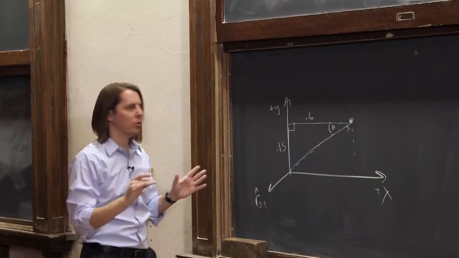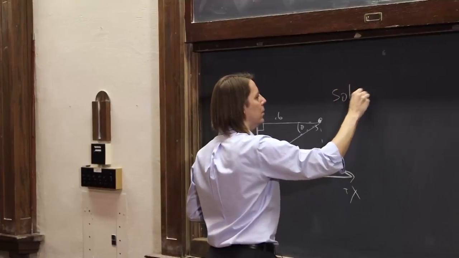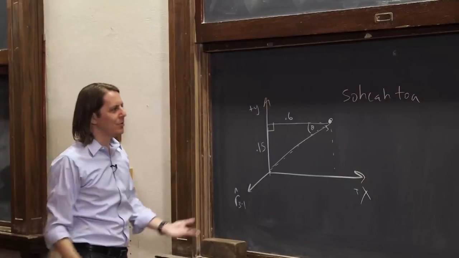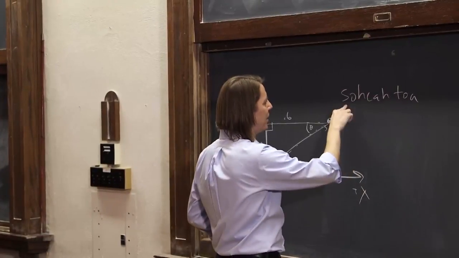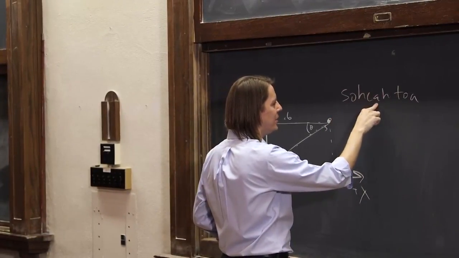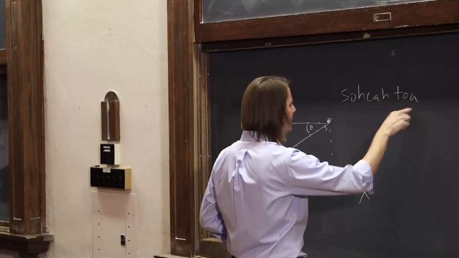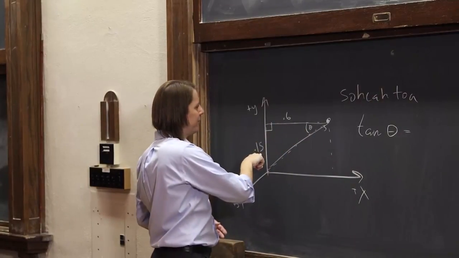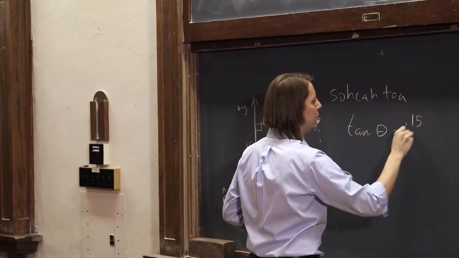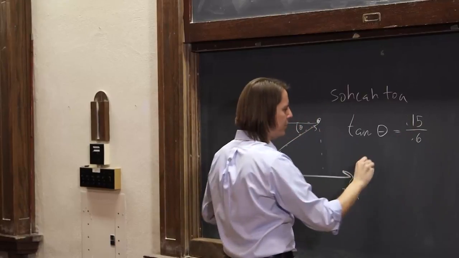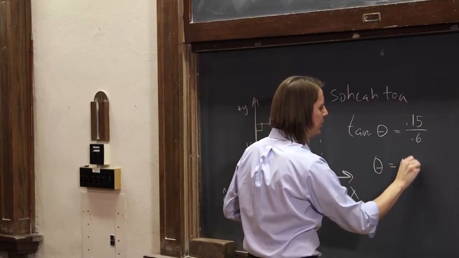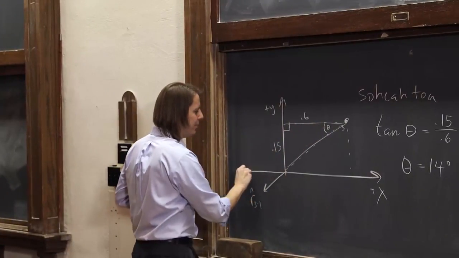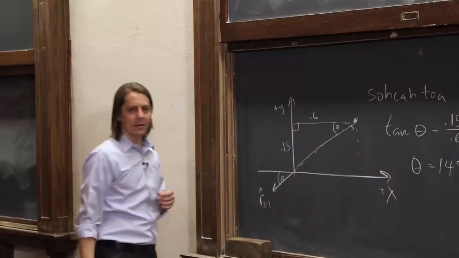So you got to think back to your SOHCAHTOA. SOHCAHTOA is a word we learned to help us do trig, at least when I was young. So sine is opposite over hypotenuse, cosine is adjacent over hypotenuse, and tangent is opposite over adjacent. So we know that the tangent of theta is 0.15 over 0.6. So if you throw that in your calculator, theta is about 14 degrees. Okay. So that theta is the same as that theta.